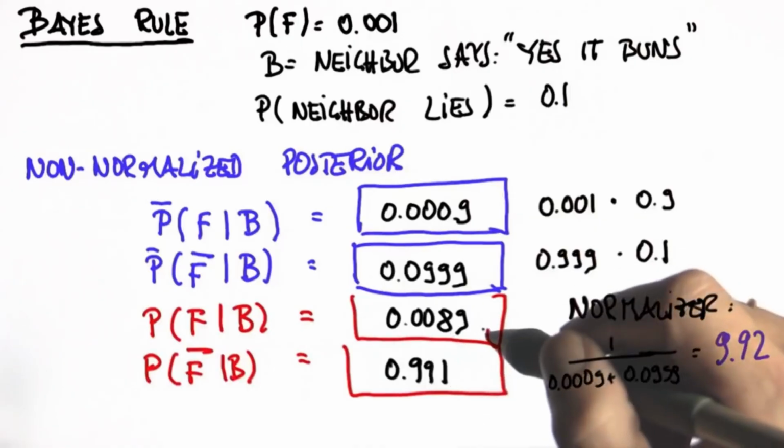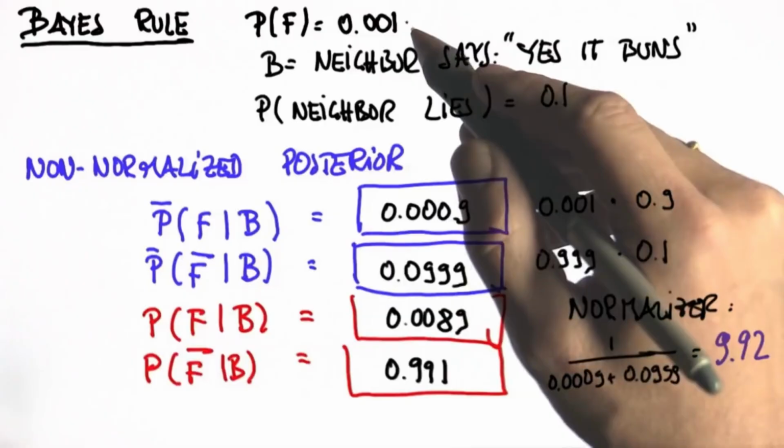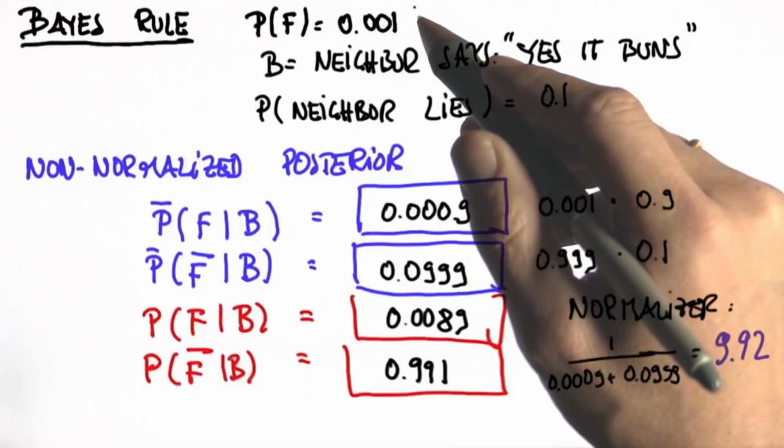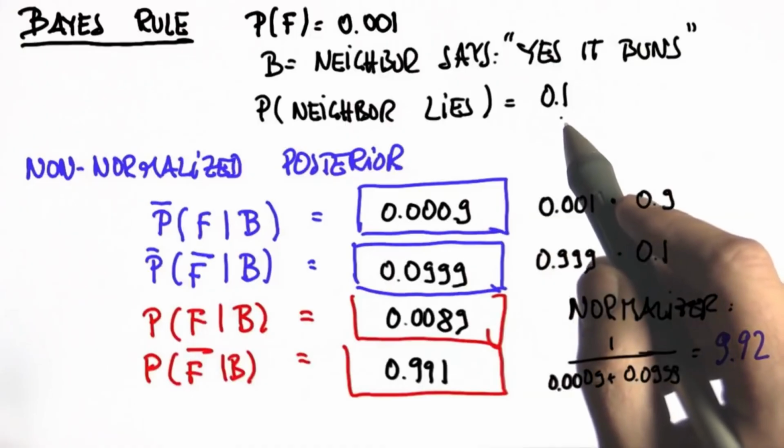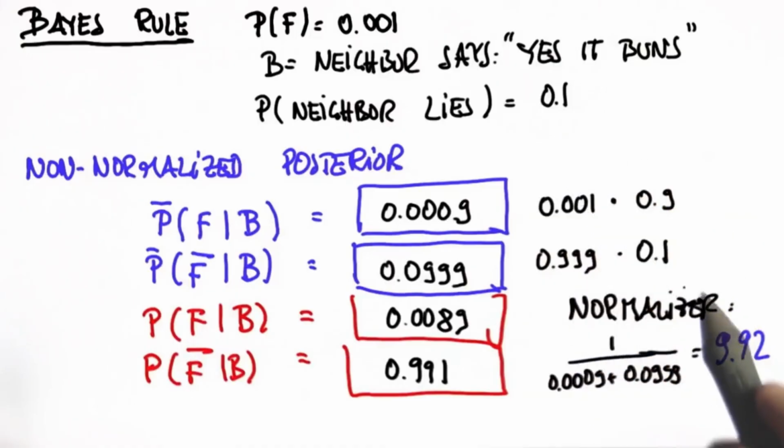In fact, it's approximately 0.9 times as large as the initial probability. And the reason why that's the case is it relates to the 0.9 of probability of speaking the truth. It's not exactly 0.9 because of normalization, but it's approximately 0.9.